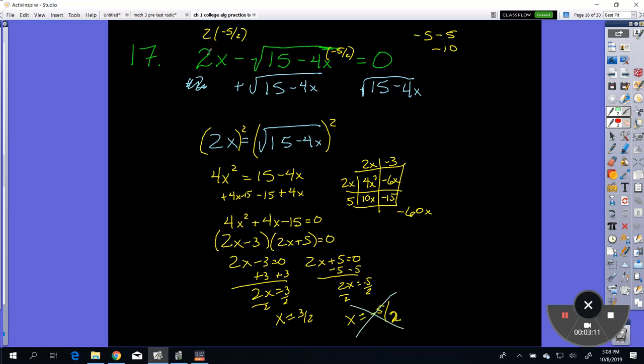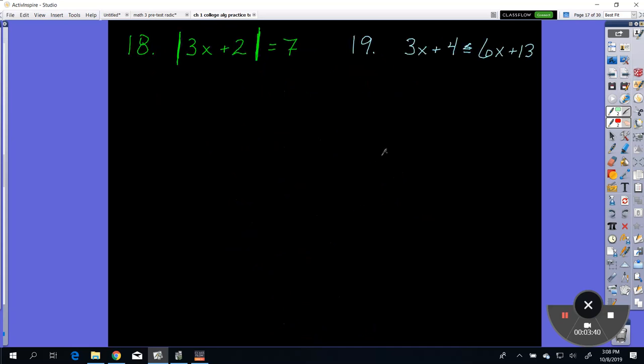So then I plug in 3 halves. 2 times 3 halves is 2, meaning it's 3. I plug 3 halves in here. 4 times 3 is 12, divided by 2 is 6. So 15 minus 6 is 9, and the square root of 9 is 3. So I have 3 minus 3 is 0, so this one works. So x equals 3 halves is my only solution. So make sure you plug them back in, okay? Otherwise, you'll get some of it wrong.